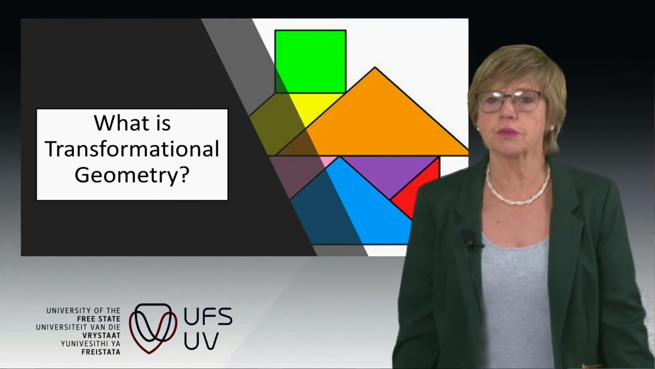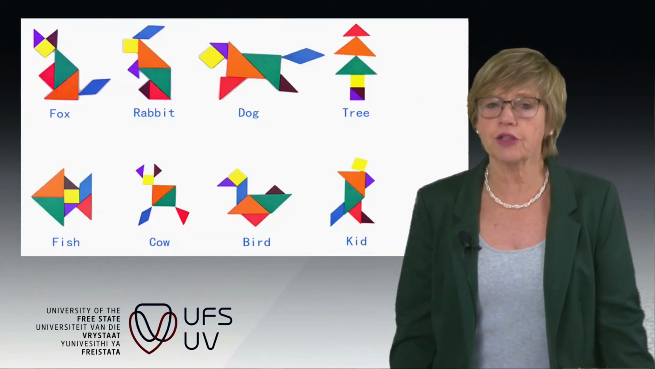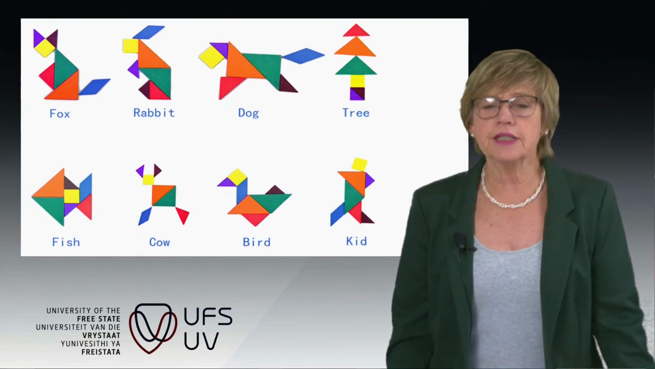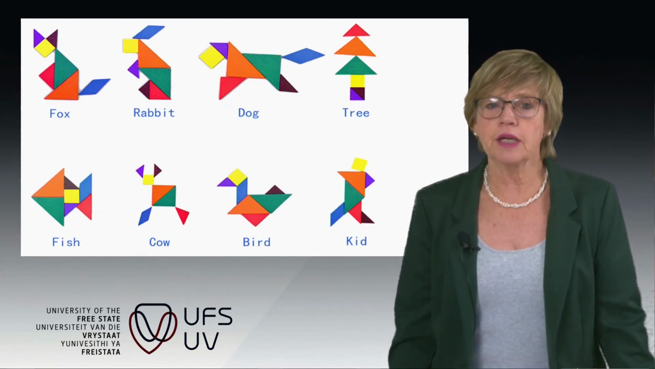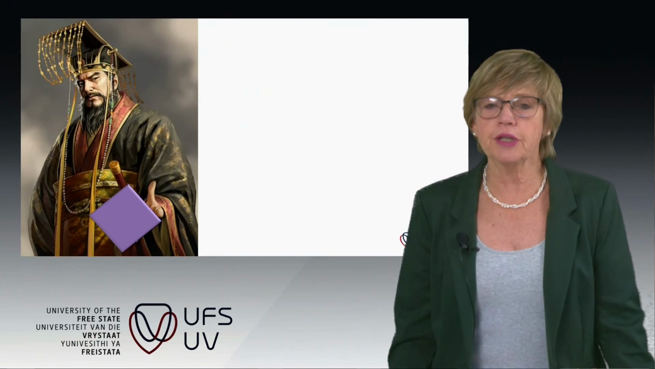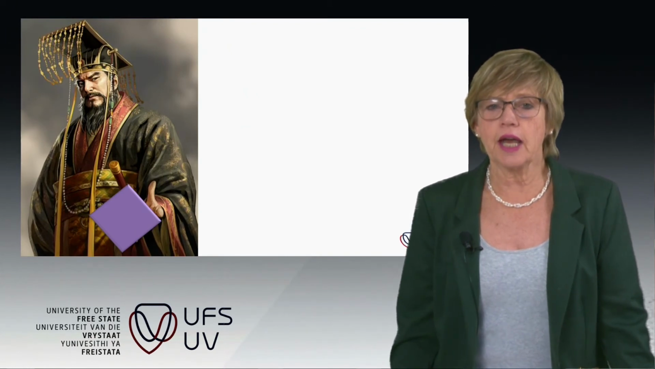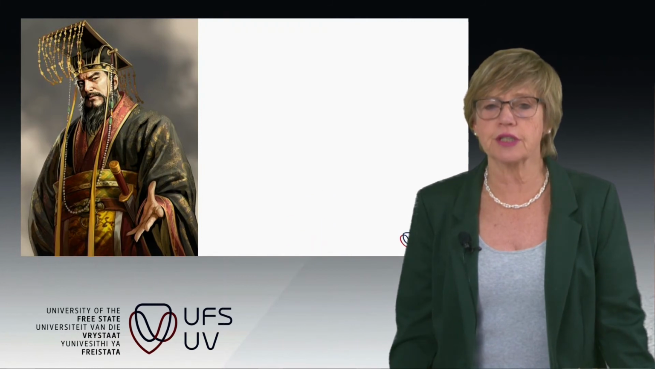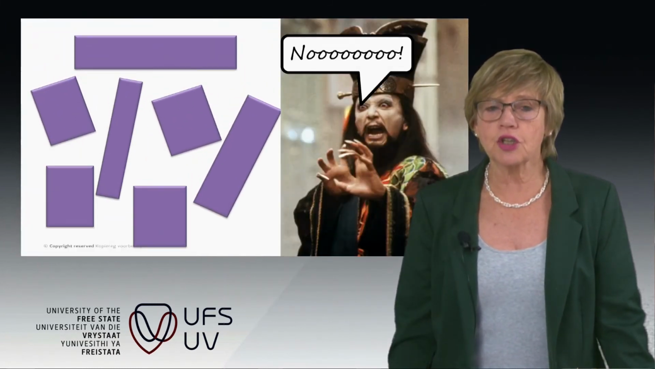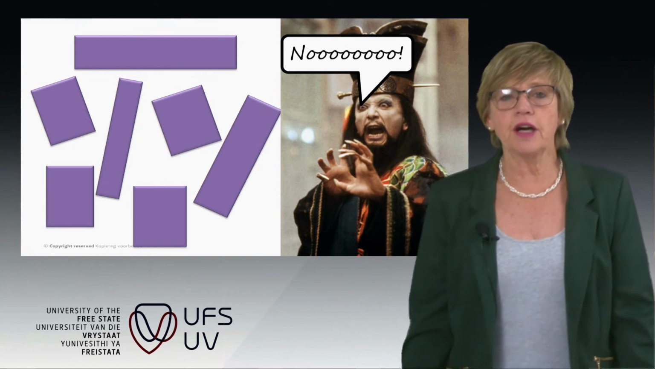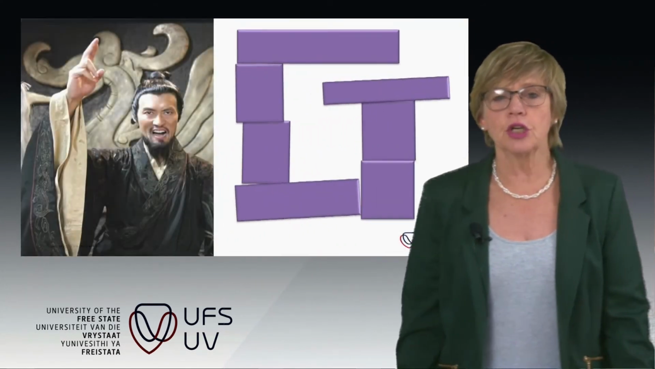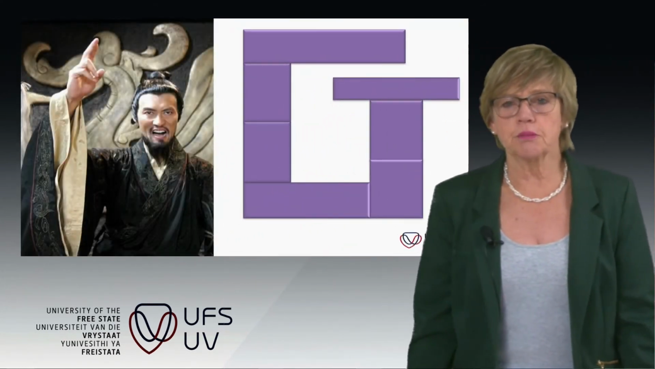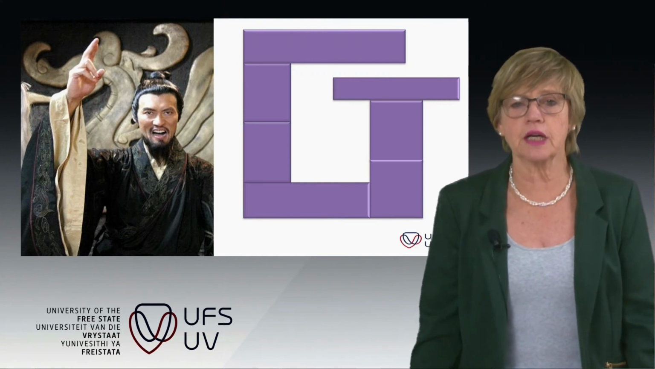Transformations are an integral part of working with tangram pieces. It is claimed that the first tangram came about when an emperor in ancient China accidentally dropped a square tile and it broke into 7 pieces. While trying to fix the tile, he found that he could assemble the pieces to form many shapes besides the original square tile.